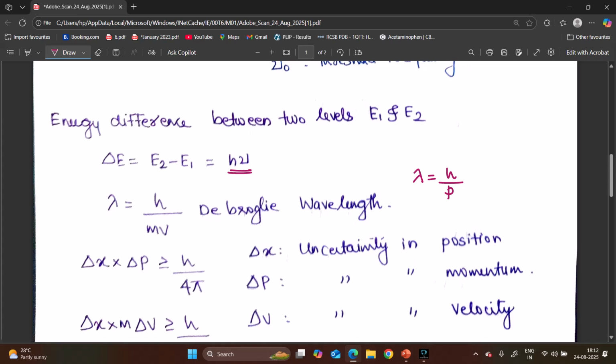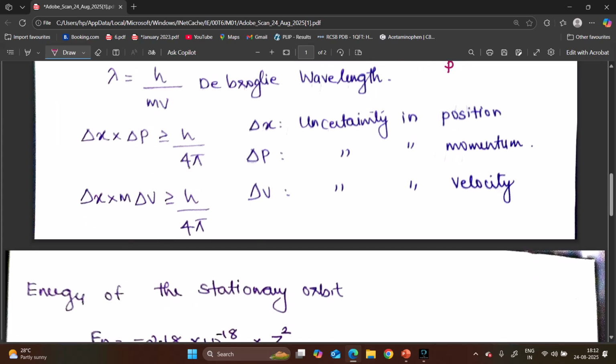This equation is associated with the Heisenberg uncertainty principle. In the case of a microscopic particle, if delta x is the uncertainty in measuring the position and delta P is the uncertainty in measuring the momentum, then delta x into delta P will be greater than or equal to h by 4 pi. Since momentum is equal to mass into velocity, and mass is a constant, there will not be any uncertainty in the mass measurement. Therefore, we can write it as delta x into m into delta v greater than or equal to h by 4 pi, where delta v is the uncertainty in the measurement of the velocity.